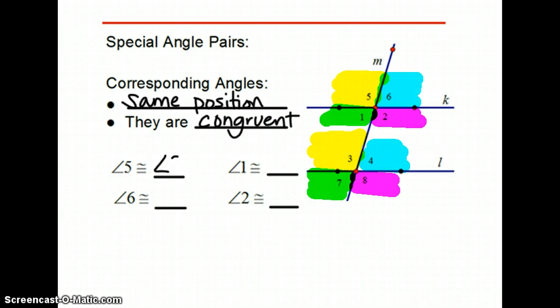So 5 is congruent to 3. Angle 6 is congruent to angle 4. Angle 1 is congruent to angle 7. And angle 2 is congruent to angle 8. If you notice, 5 is an obtuse angle, and it matches with 3, which is also an obtuse angle. 6 is acute, 4 is acute. So your obtuse angles are going to match up with your obtuse angles, and the acute with the acute.